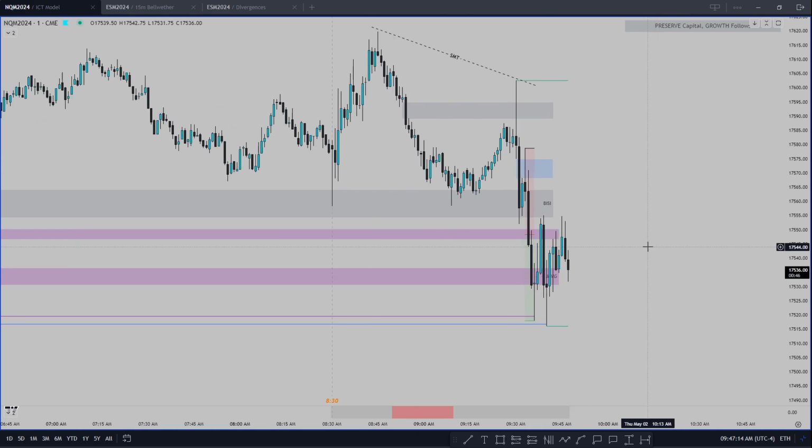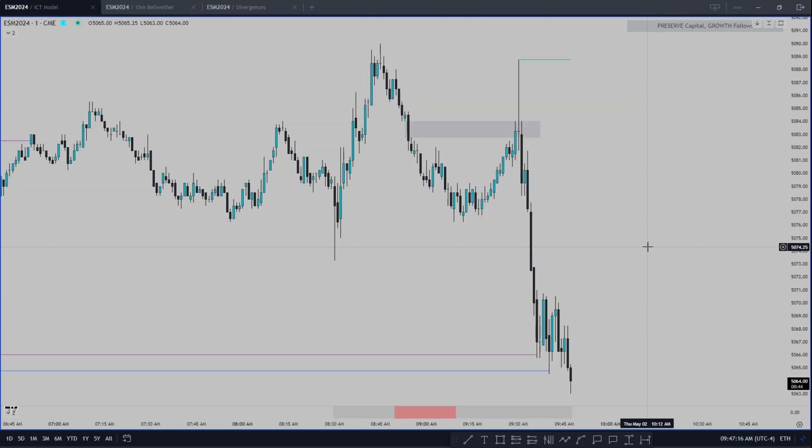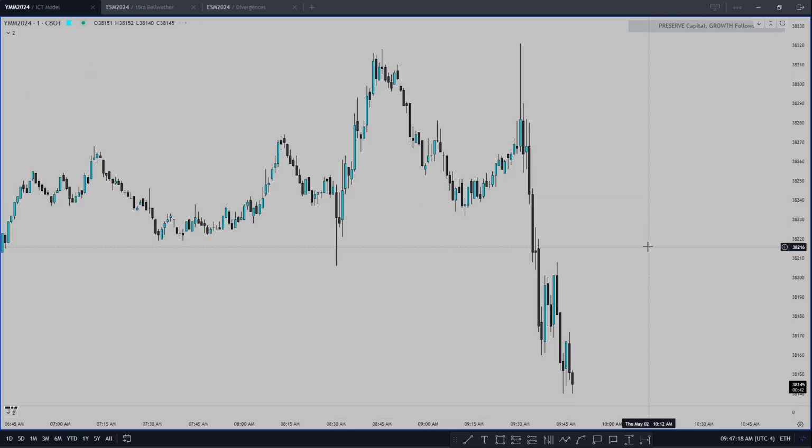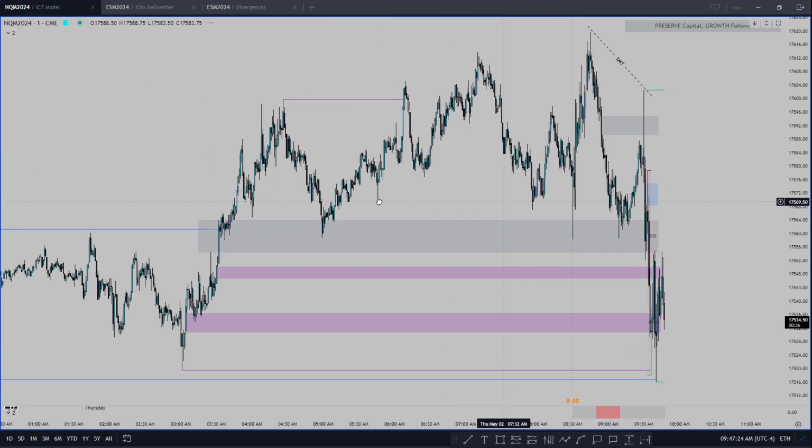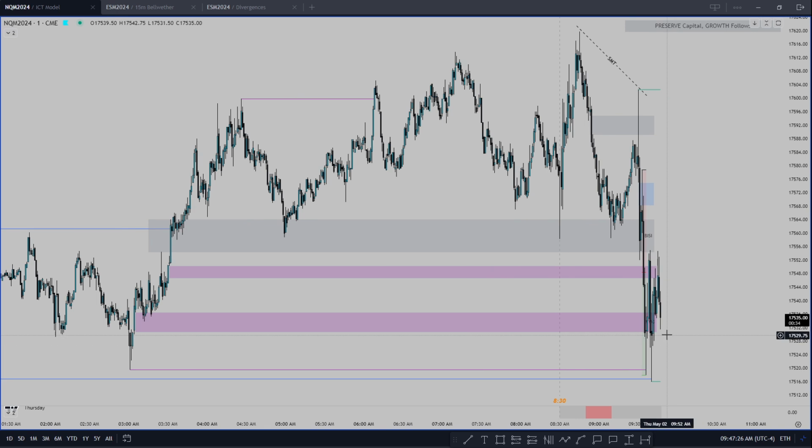I don't think we have any SMT at the lows. Yep, ES took out their London low, Asian low, and YM did as well. So there's no SMT at the lows. And if you just zoom out, there's your market maker sell model. Very quick, aggressive run, dropping using that 9:30 volatility.